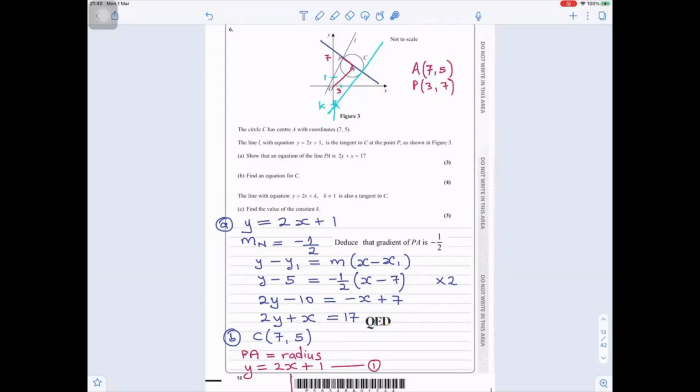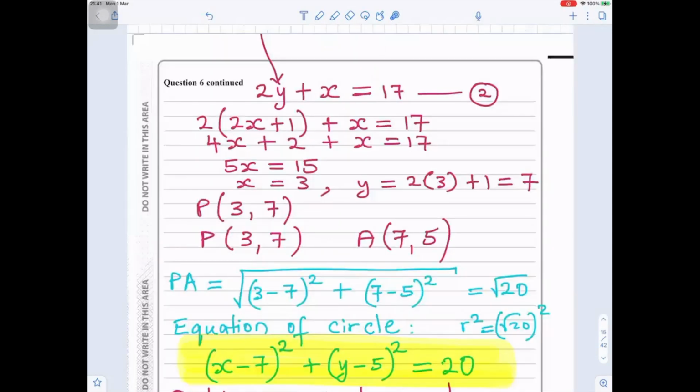And the center of the circle is 7, 5. PA is the radius. That's PA there, the radius of the circle. And we know the line is y equals 2x plus 1. So for part B, it says find an equation for C. So we have 2y plus x equals 17, equation 2.